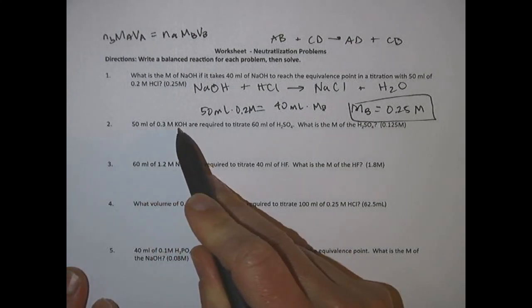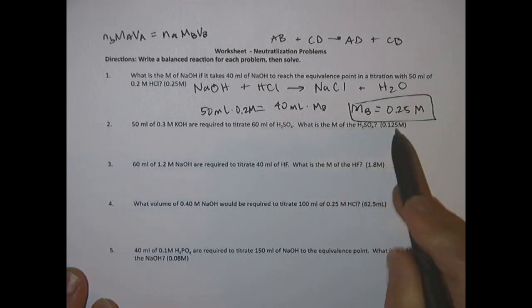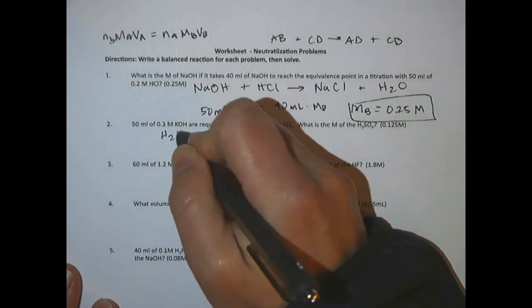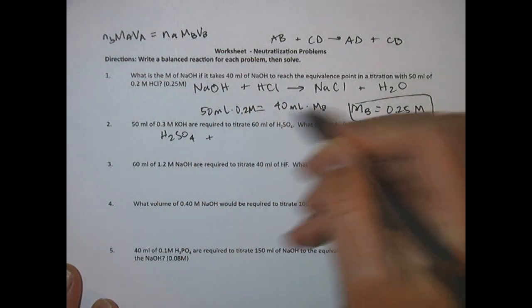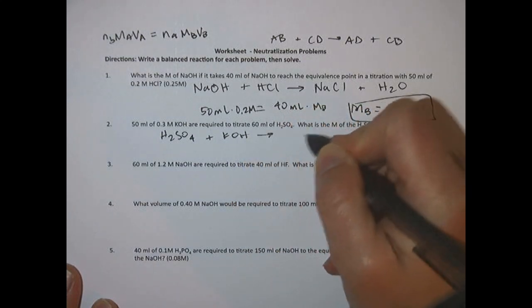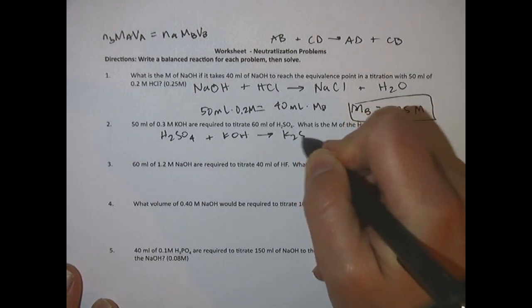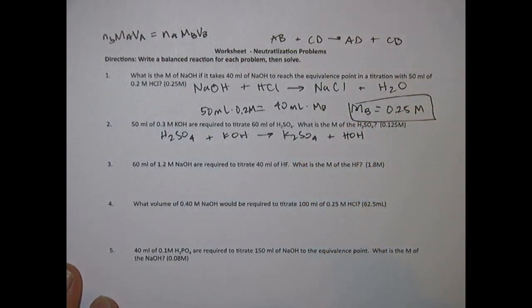50 milliliters of 0.3 molar KOH are required to titrate 60 milliliters of H2SO4. What's the molarity of the H2SO4? This one's going to require a balanced reaction as well. H2SO4, I think this one was on the note guide, so you can probably copy it over real quick. Plus KOH, you get outsides go together, insides go together, K2SO4, and also HOH.